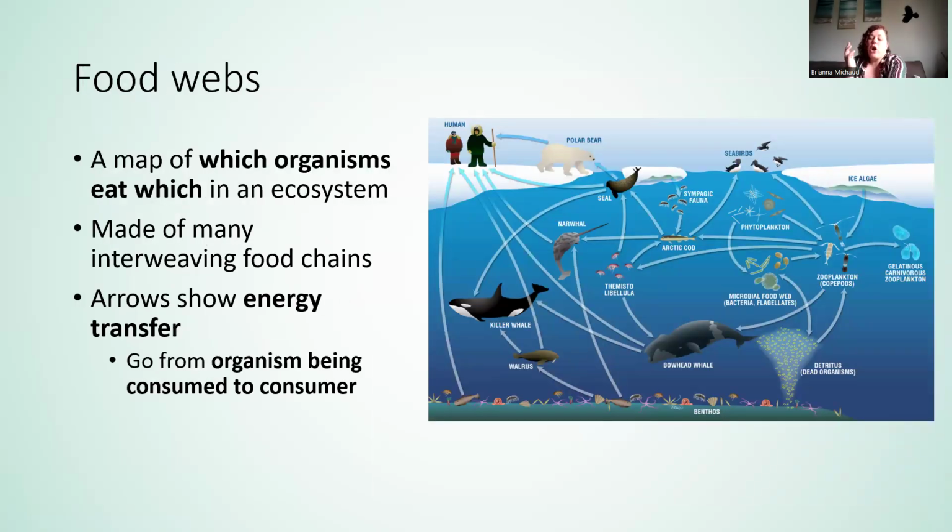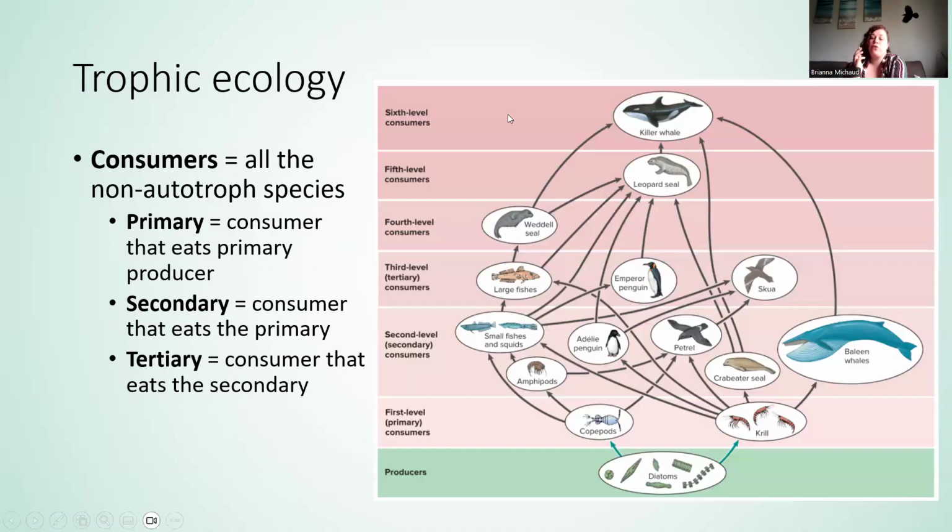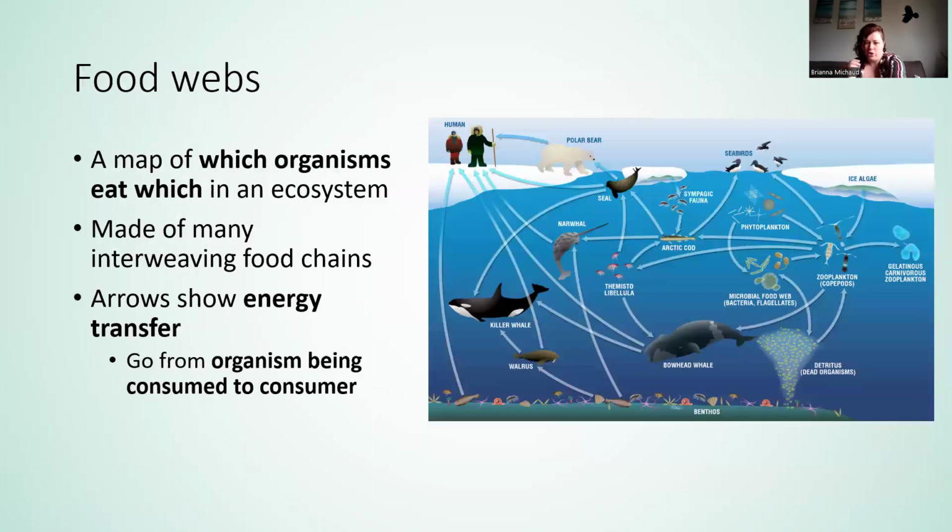Now, what I showed on the previous slide is actually not a food chain, it's called a food web, because it is multiple interacting food chains showing who's eating who. It's another food web. So it's a lot of interweaving food chains showing who's eating who. And importantly, the direction of these arrows is also showing the direction the energy or biomass is going.